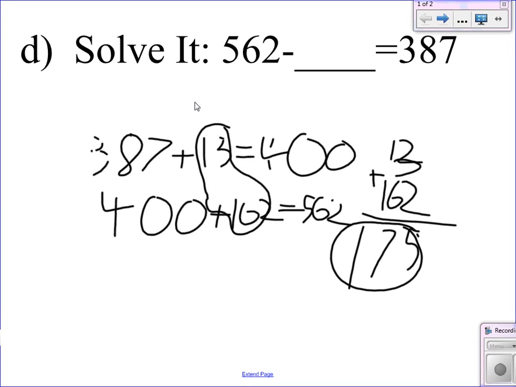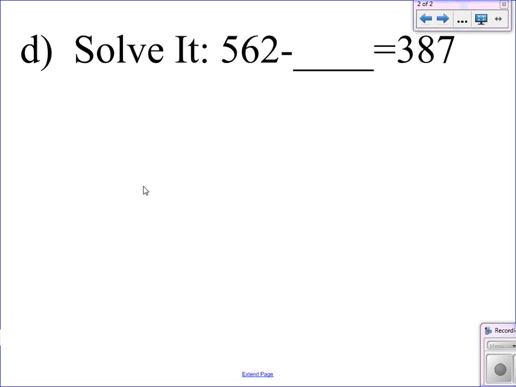Wally, come on up. And I'm going to add a new page. And what I'd like you to do is solve it the way that you did. 562 minus some number equals 387.